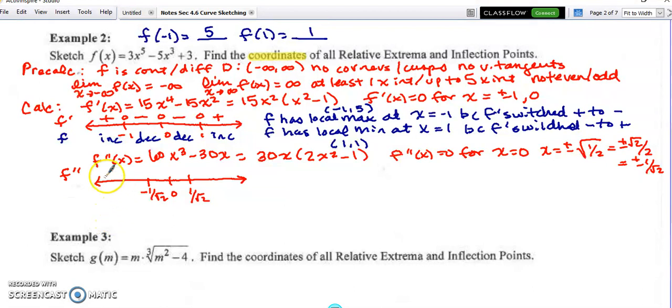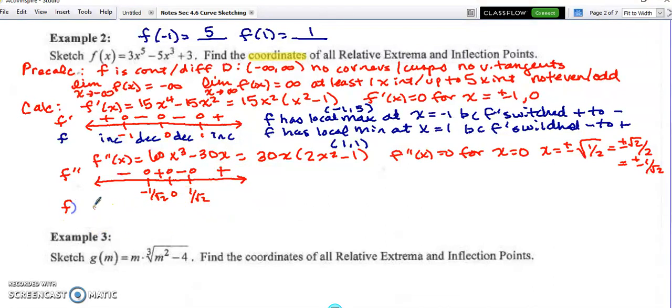There's our second derivative. It's a cubic with a positive lead coefficient. So we have our increasing fashion, so it should be down, it should be up. We have 3 roots and they're all single multiplicity, so it switches each time, so it should be plus, minus, plus.